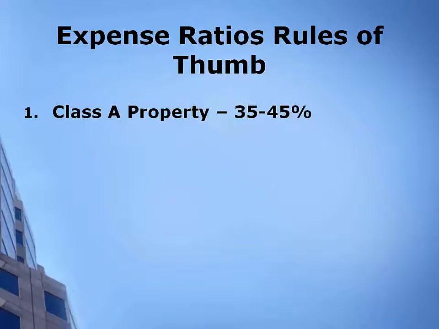Yeah, it is. If you're looking at a Class A property in Bergen County, New Jersey, you're looking closer at the 45% because you're dealing with higher payroll costs, higher taxes, and probably higher insurance. If you're looking at a Class A property in, let's say, Alabama, you're going to look more at a 35% expense ratio. I'm telling you right now, folks, you cannot run a property below a 35% expense ratio. You just can't do it.